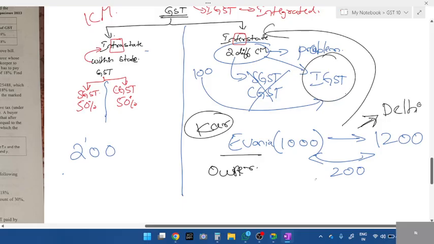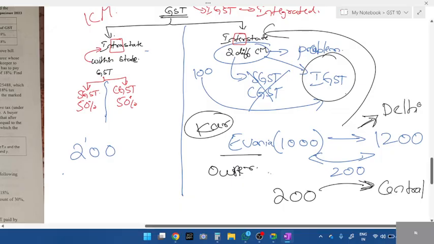There's only IGST. So whatever Ivania collects, this 200, whom should she give it to, the state or the central government? She should directly give it to the central government. That's it. There is no dealing. She doesn't have to pay anything to the state, because this is not intrastate, it is outside.